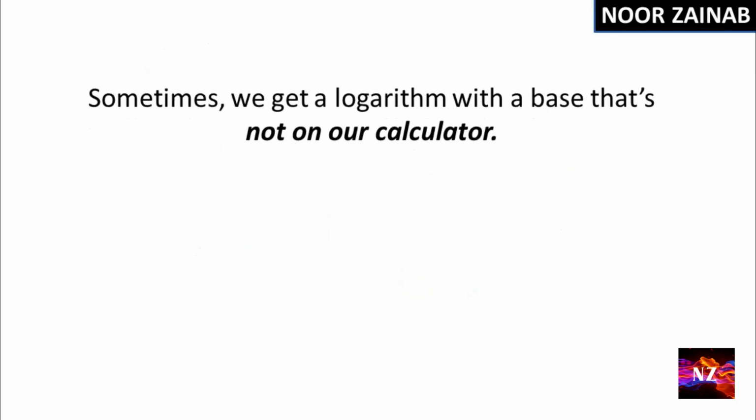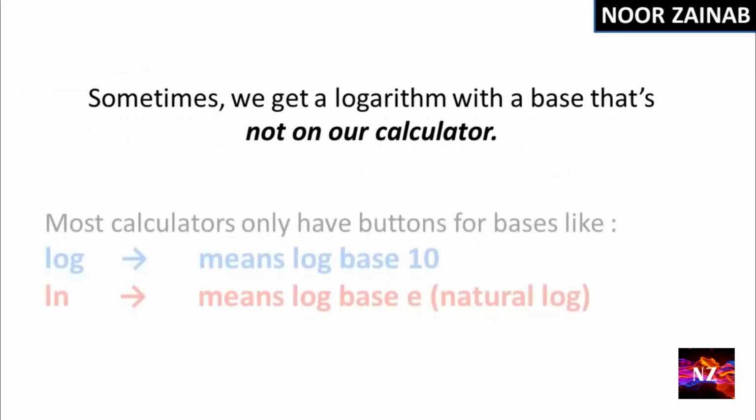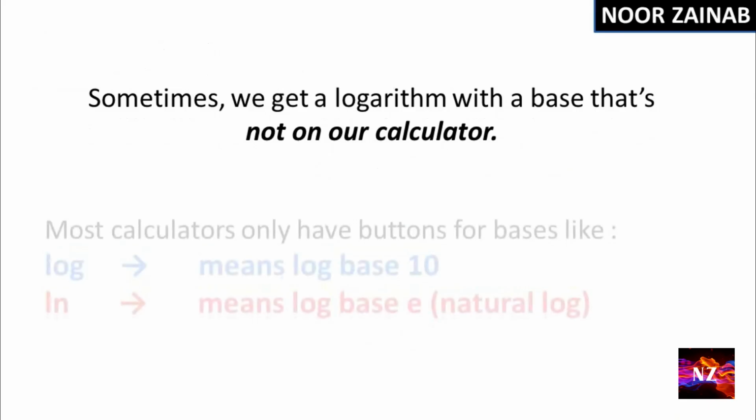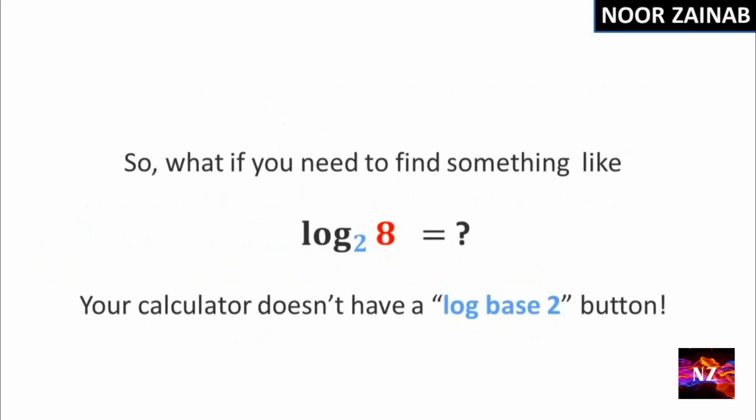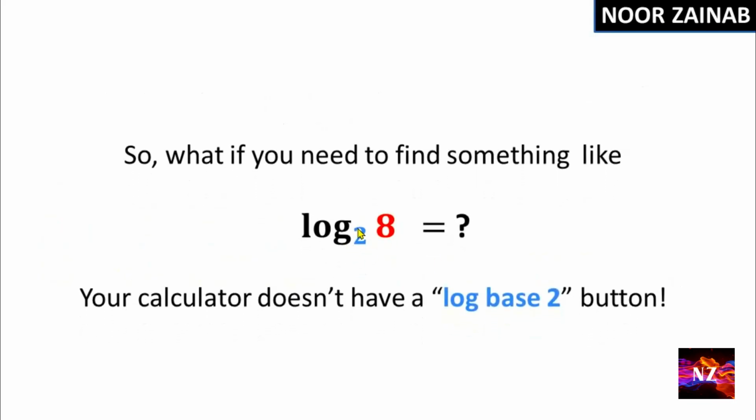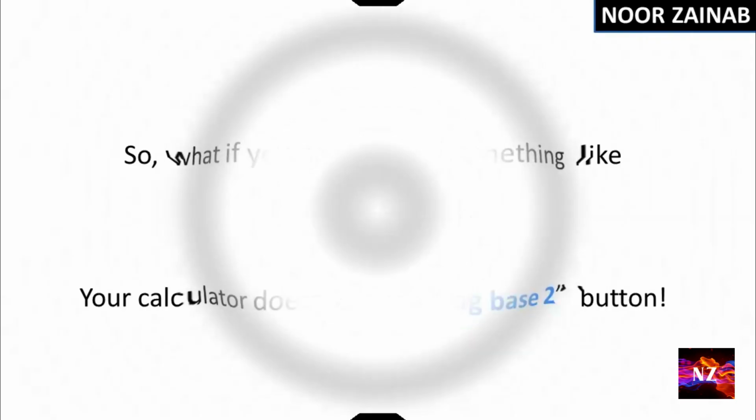Sometimes we get a logarithm with a base that is not present on our calculator. Most calculators only have buttons for the log base 10 and the log base e, which is the natural log. So if we have to find the log of a number whose base is neither 10 nor e, how can we find this? Let's suppose you have to find the log of 8 with base 2. You don't have the base 2 logarithm on your calculator. So in order to solve this problem, we have the most important law of logarithms and the fourth law which we are going to discuss. This is known as the change of base law.